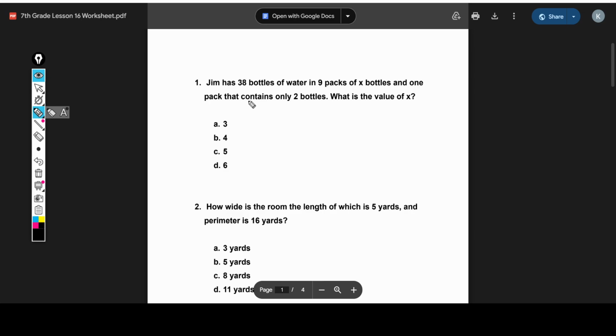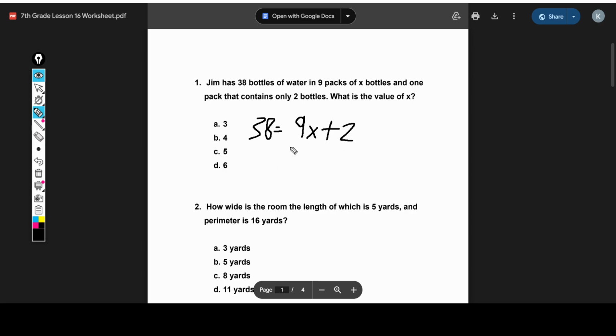So we have the 38 bottles of water, and this is equal to the same as 9 packs of X bottles and another 2 bottles. So there's X bottles in these 9 packs, so we have 9 of them. So we multiply by 9. And then we add 2, because there's 1 pack that only has 2 bottles, so we're adding another 2 bottles. So we just add it.